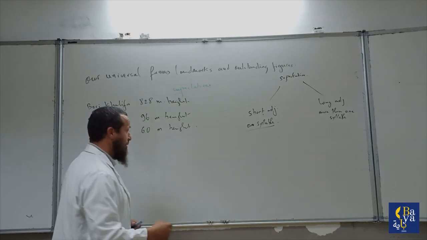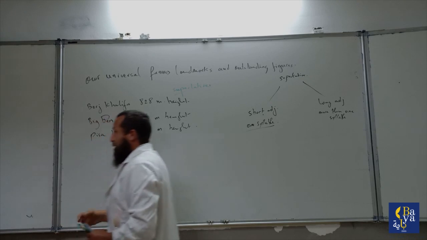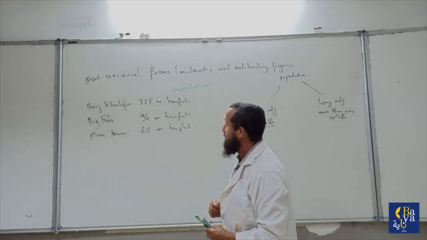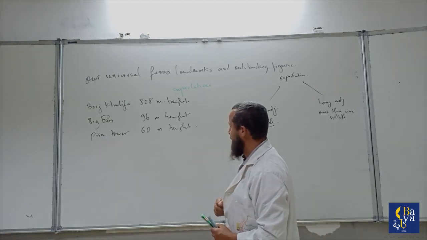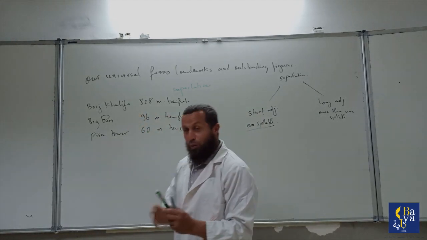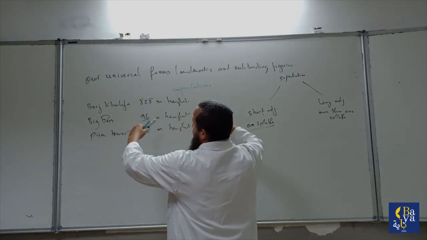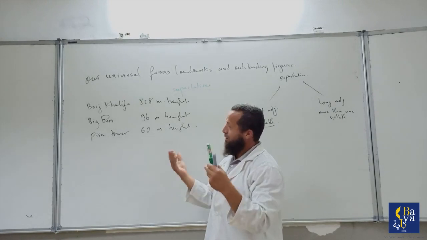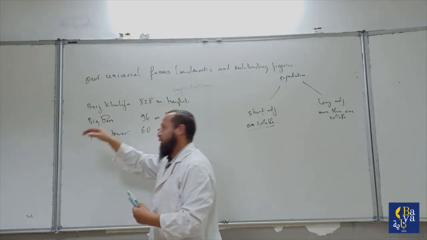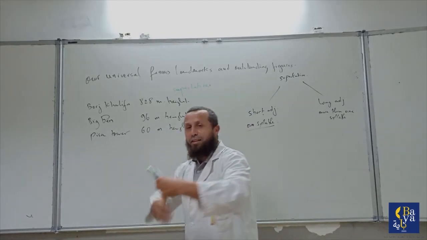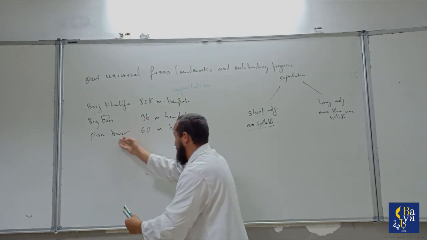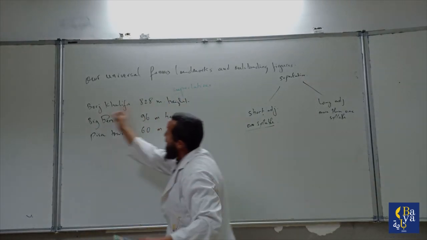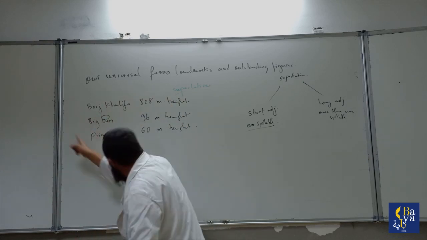I will give you the example. Burj Khalifa, 828. Big Ben, 96. Pisa Tower, 60. If we compare Burj Khalifa with Big Ben, we say Burj Khalifa is higher or taller than Big Ben. And then we compare Big Ben with Pisa Tower, we say Big Ben is higher or taller than Pisa Tower. Now we want to say that Burj Khalifa is higher than Big Ben and Pisa Tower.